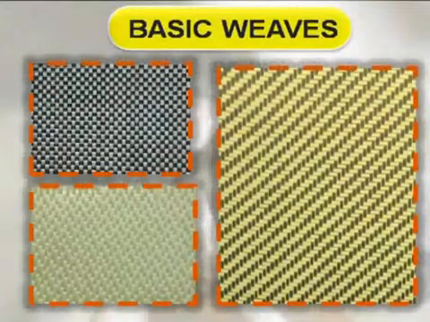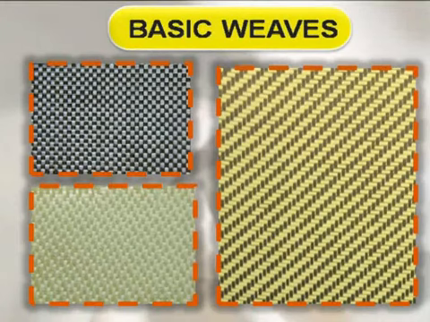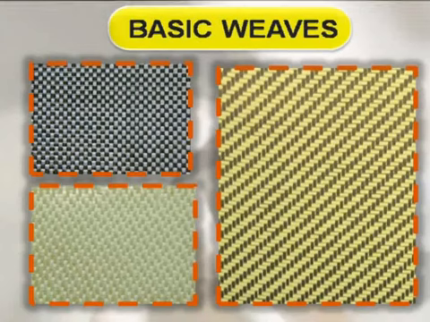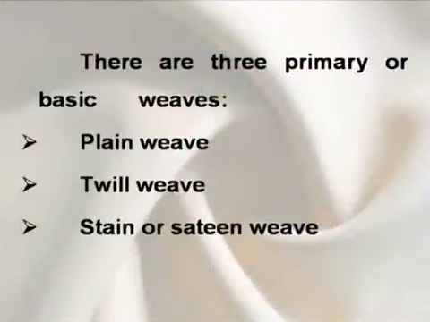Basic weaves. Basic weaves require a minimum number of warp and weft yarns to constitute their repeat units. There are three primary or basic weaves. They are: first, plain weave; second, twill weave; third, satin or sateen weave.